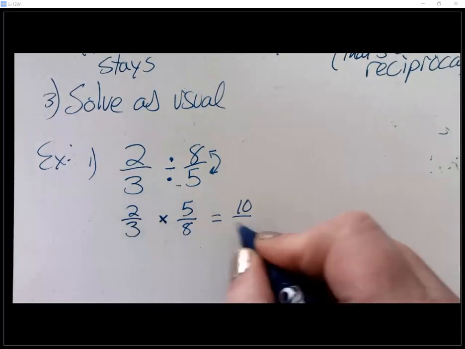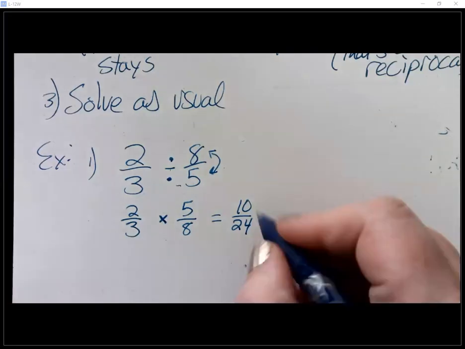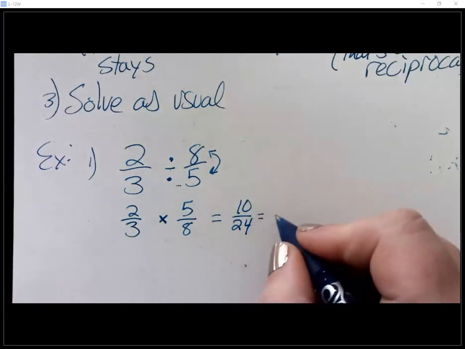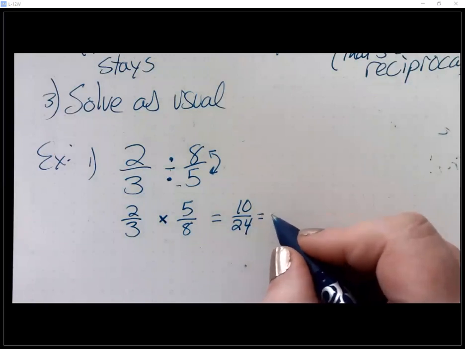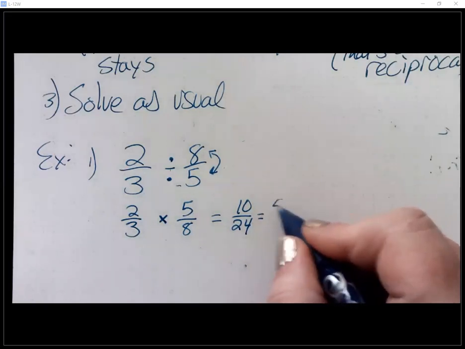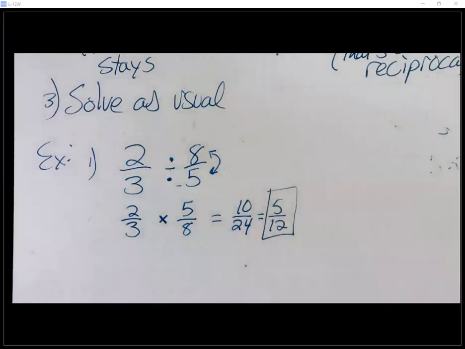And then I'm just going to reduce that answer like I normally would. So what goes into 10 and 24? What number divides into 10 and 24? 2. Yep. So I'll get 5/12, right? I'm done. So dividing the fractions is just that easy. And then we just throw in the signs too, right? So if I had the same signs, it's positive. If it's different signs, it's negative.